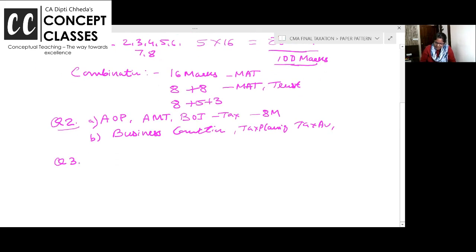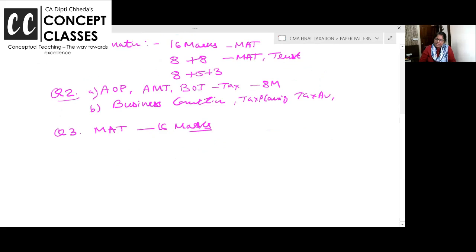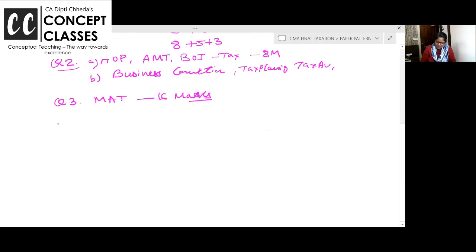Question number 3 is usually MAT ka super question for 16 marks. So you need to make all the add and less and provisions and all that we have already worked out separately.